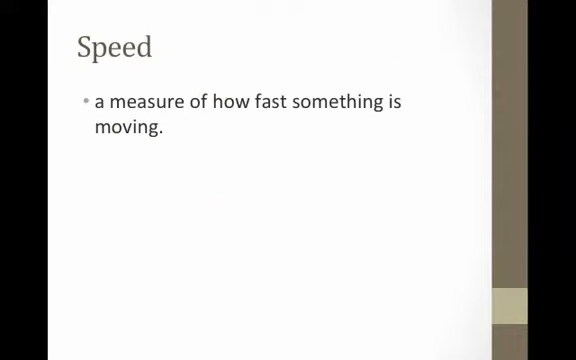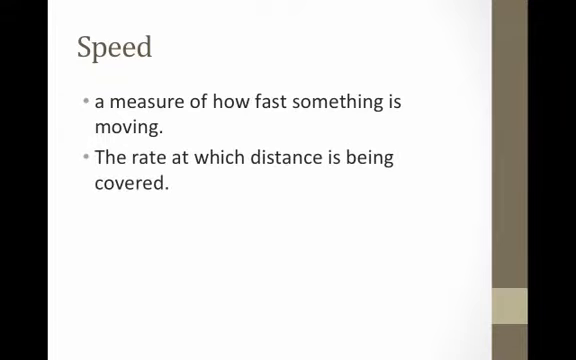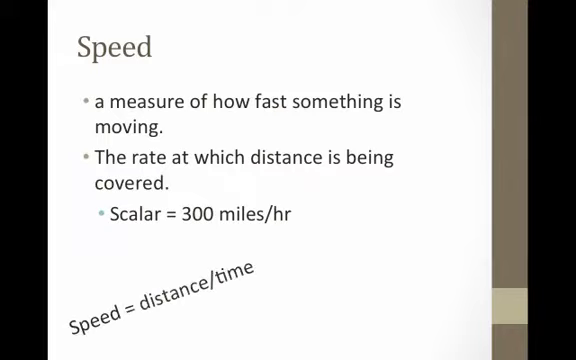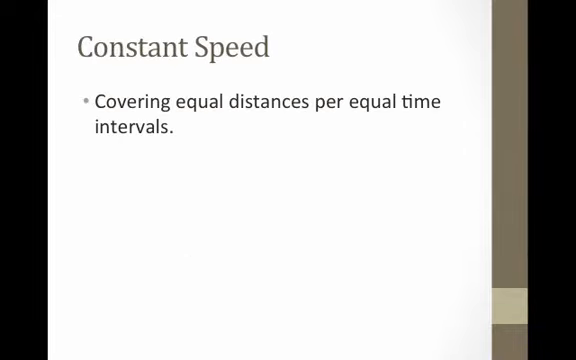Speed. Speed is a measure of how fast something is moving. It is the rate at which distance is being covered. It is a scalar quantity. An example, 300 miles per hour. The equation to solve for average speed is distance divided by time. Constant speed is covering equal distances per equal time intervals.